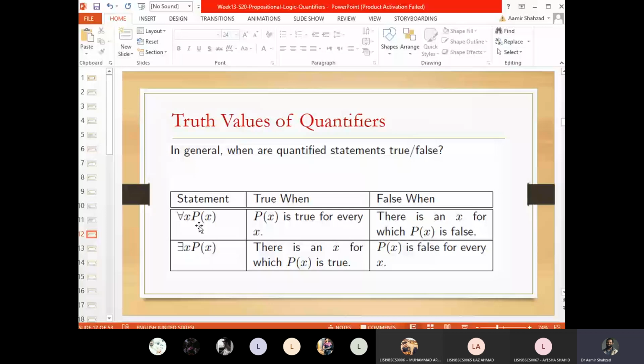So just a rule of thumb: when we negate a universal quantifier, the universal quantifier converts into an existential quantifier, and the predicate p of x is negated. When the existential quantifier is negated, the existential quantifier is changed into a universal quantifier with the negation of our predicate, p of x bar.